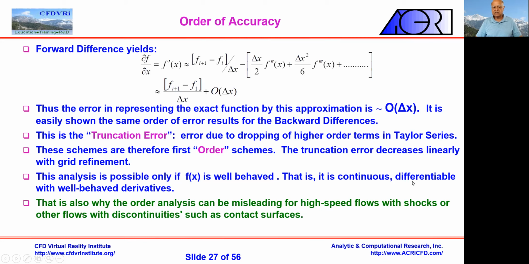And that, of course, is only true if the function F(x) is well behaved, continuous, differentiable, and has well-behaved derivatives. Okay. Now, I must say here that the order analysis is very useful, but it can be very misleading for high-speed flows with shocks, and other flows with discontinuities such as contact surfaces. And actually, it can be shown that if diffusion was completely absent and only convection was present, then the best scheme actually would be an upwind scheme.